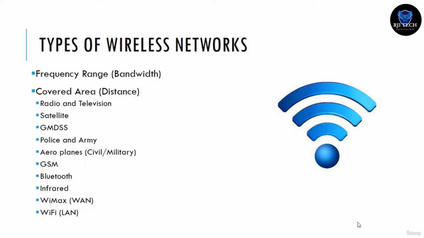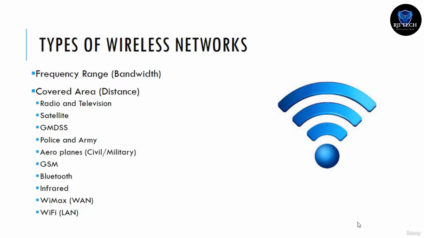In each country we have the police and army walkie-talkies and wireless networks to communicate with each other, as persons from the police or the army, in a safe and separate network. We have the aeroplanes that use their networks to transmit signals between the civil aeroplane and the airport, or the military aeroplane and the airport.